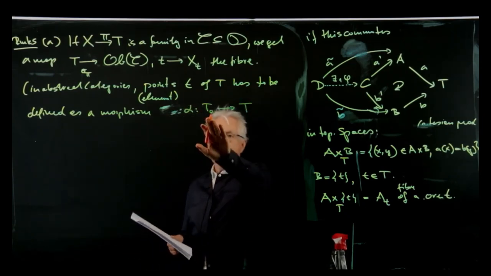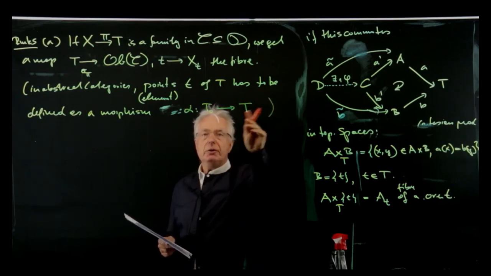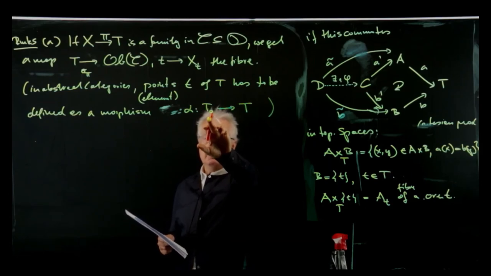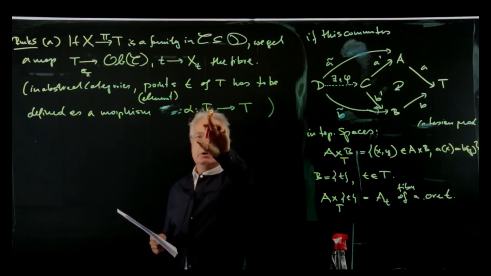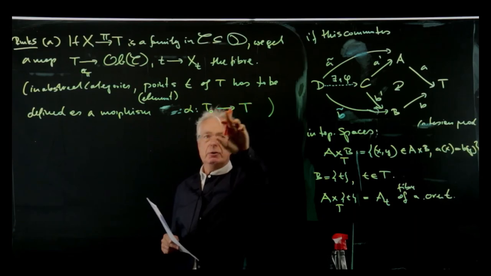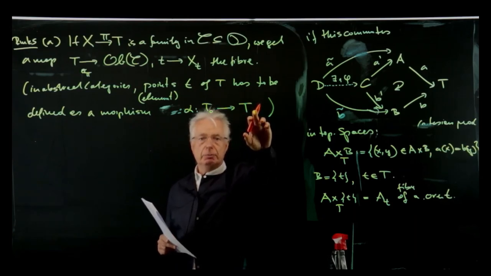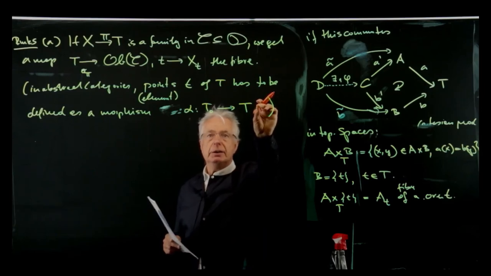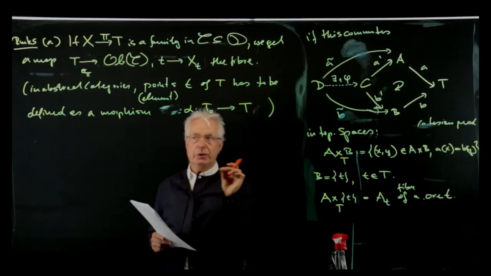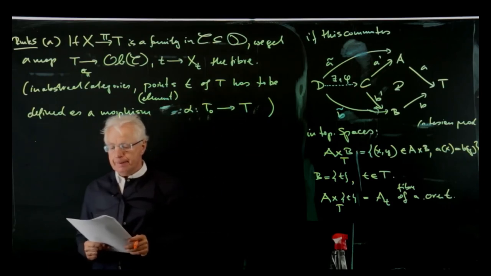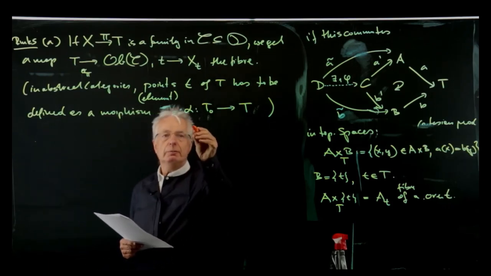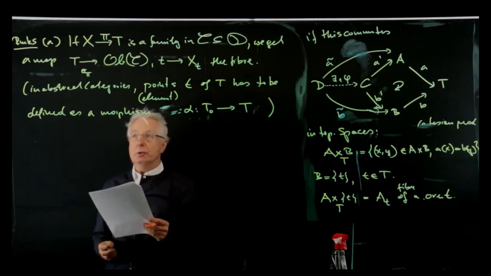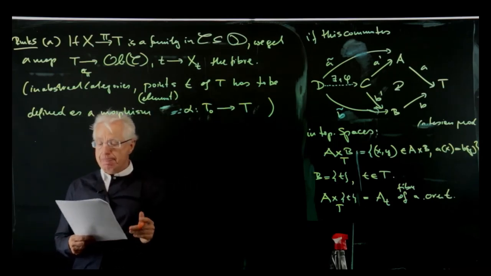Now, think again, in topological spaces, T0 will just consist of the topological space of one point. And if you take a map from the one point topological space to an arbitrary topological space, this just means to pick a point inside capital T here. Okay? So this fits together. So there's a notion of point also here.